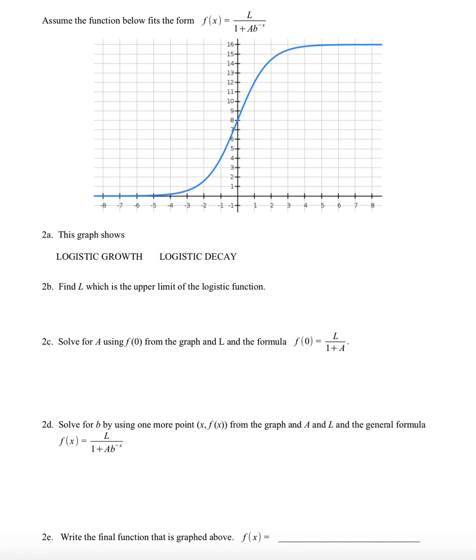Assume the function below fits the form of L over 1 plus AB to the negative x. So this time we have an x variable instead of t. Does it show logistic growth or decay? As the x's increase, the function's value increases as well, so this is an example of logistic growth. We want to find L from the graph, the upper limit of the logistic function. We can see that it's heading toward a limit of 16. So our L is going to be 16.